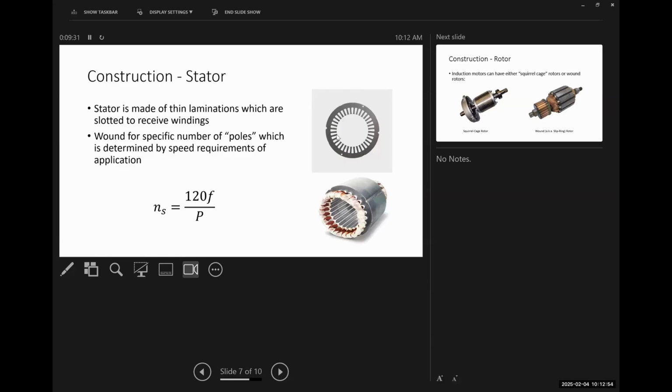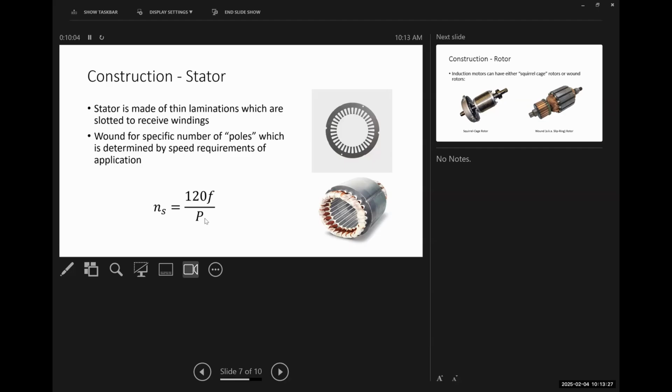The number of coils is going to be dependent on both the number of phases and the number of poles, and we'll talk about that a little bit more. But the speed of the stator field, NS, is given by 120 times F, where F is our excitation frequency. So here in the US, that might be 60 hertz. Over in Europe, it'll be 50 hertz. And then P is the number of poles.